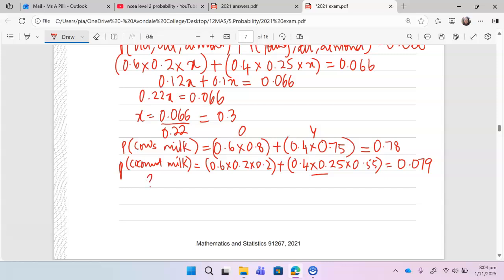So what times 0.079 gives us 0.78. To figure that out, this would be 0.78 divided by 0.079, which gives us 9.873. So that means customers are 9.873 times more likely to order a coffee with cow's milk than a coconut milk.